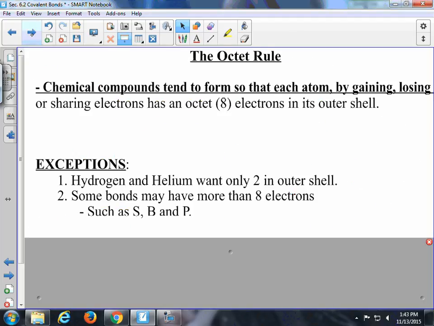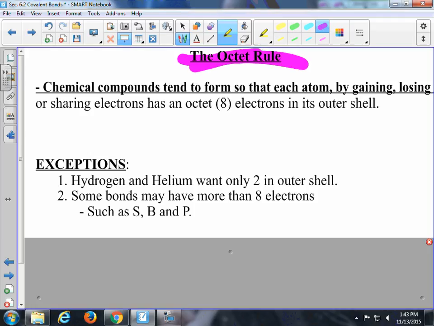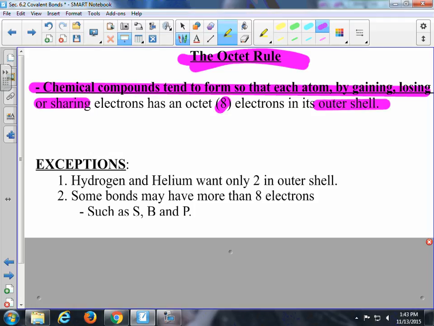Now, what rule are we going to follow for this? Remember, how many electrons does every atom want in its outer shell? 8. That's called the octet rule. Chemical compounds tend to form so that each atom gains, loses, or shares electrons so that they have 8 electrons in their outer shell. Remember, the whole goal is to get 8. And remember, 0 is the same as 8. So if I have 1 and I give it up and I have 0, that is the same as 8.